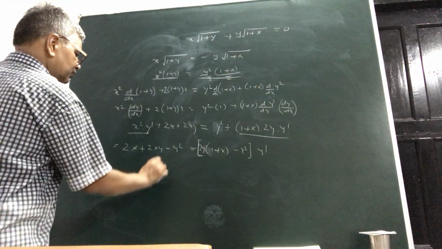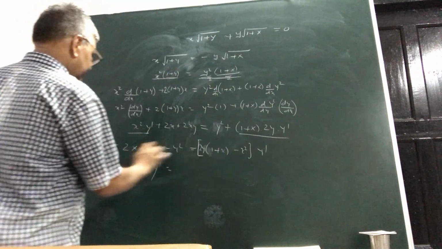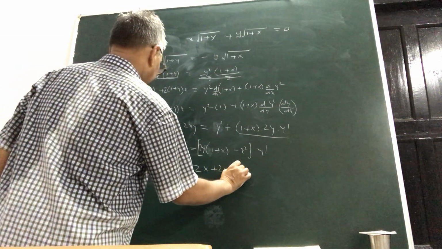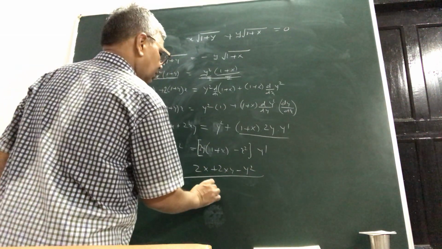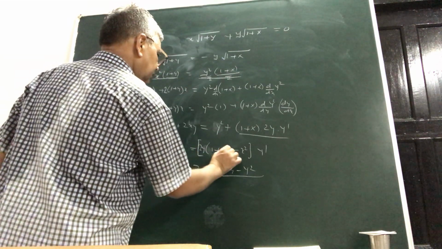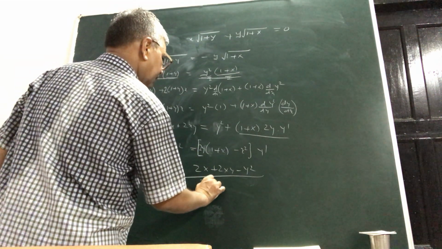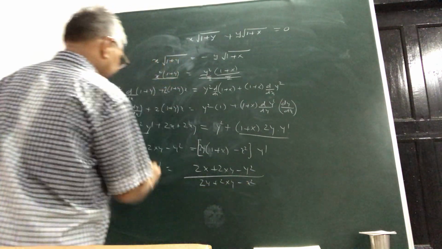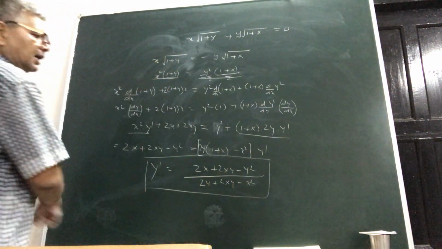So y dash eventually will be what? This thing will come downwards. So 2x plus 2xy minus y square upon this whole thing, and this is 2y plus 2xy minus x square. That is the answer.